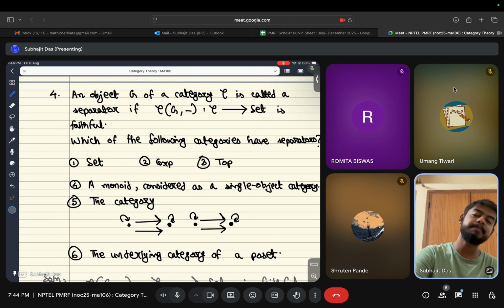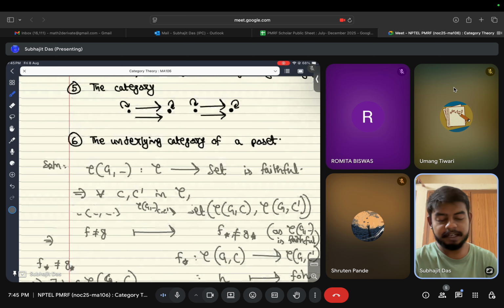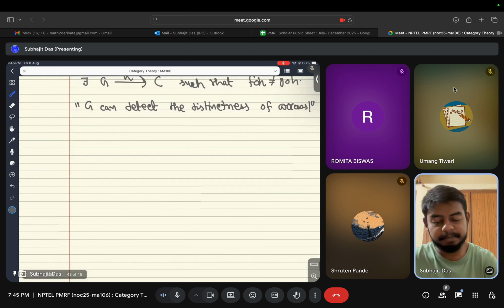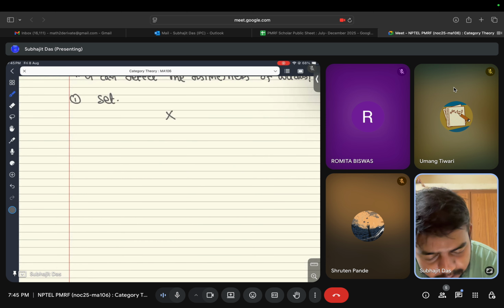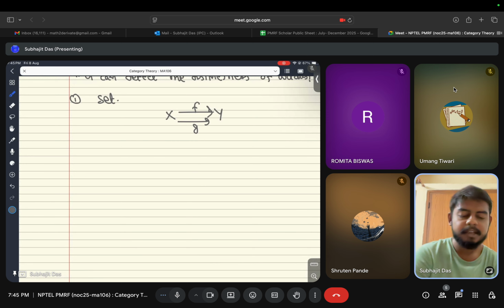Does Set have a separator? Is there an object in Set which can separate? So let's write down what it means to be a separator. For Set, take X and Y sets and distinct arrows f and g which are unequal. What does it mean to say that f is not equal to g?